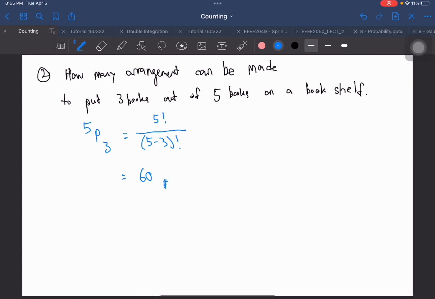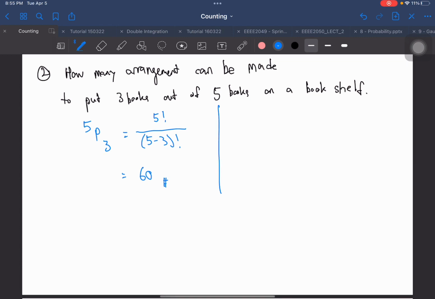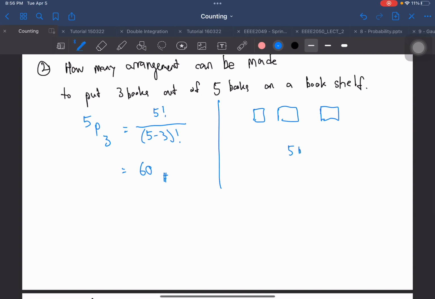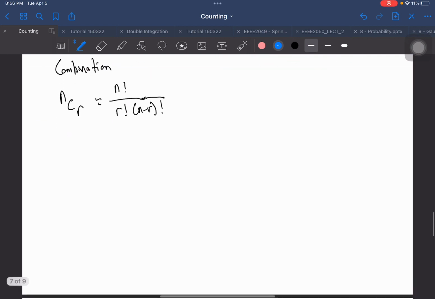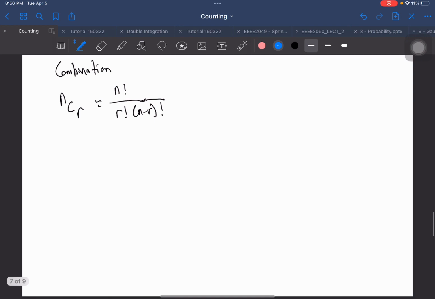So if you want to use the old way, you can say that there are 3 positions on the bookshelf and you want to pick from 5 books. So for the first one, there are 5 ways to put on it. Second one, 4. Third one, 3. And then you multiply them, you will get the same answer, which is 60. Interesting, right?